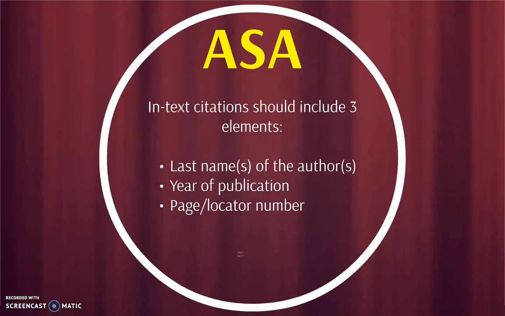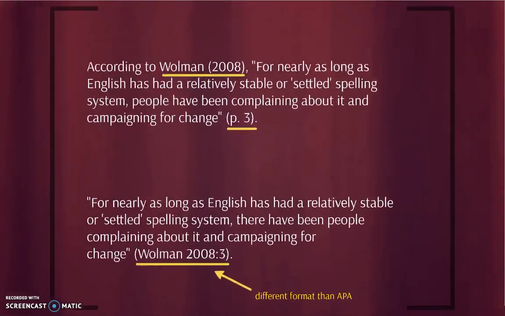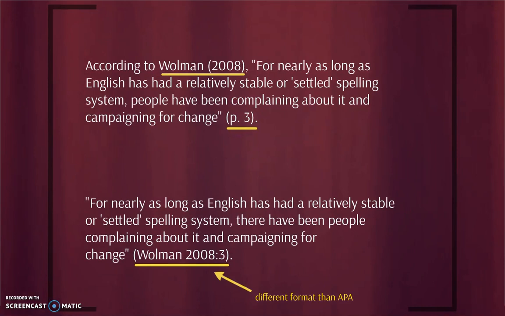Now let's cite these same quotations in ASA style, which would require the use of the last name of the author, the year of publication, and the page or locator number in an in-text citation. Notice how this citation style varies only slightly from the APA citation style. In the second paragraph, there is a colon between the year and the page number.